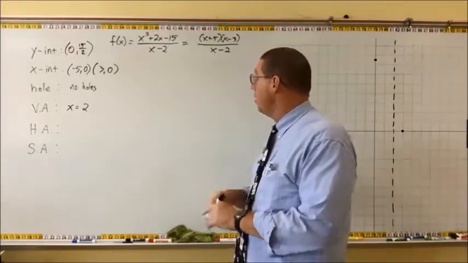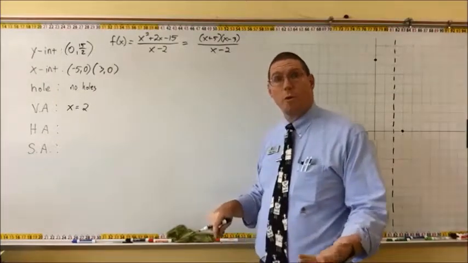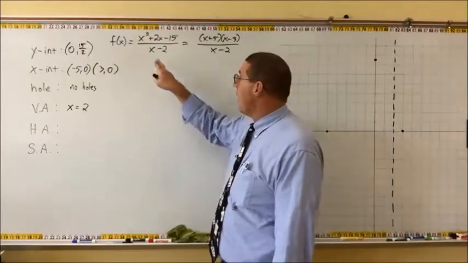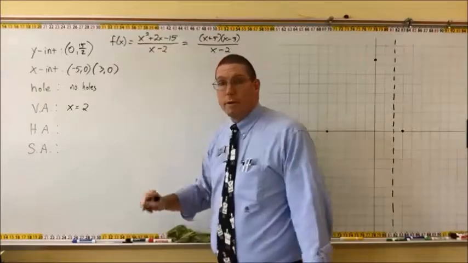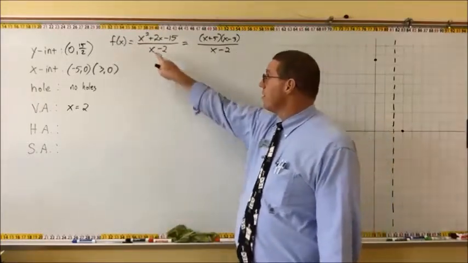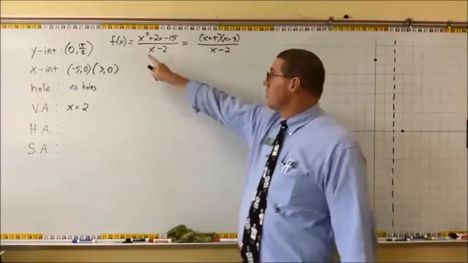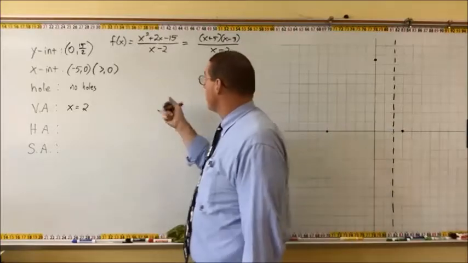Okay? And so, here's how we're going to find the slant asymptote. To find the slant asymptote, we're going to use some kind of polynomial division. We're going to divide the denominator into the numerator. Now, because this is x minus 2, it's a linear, it's 1x to the first power, we can use synthetic division. So we're going to use synthetic division.